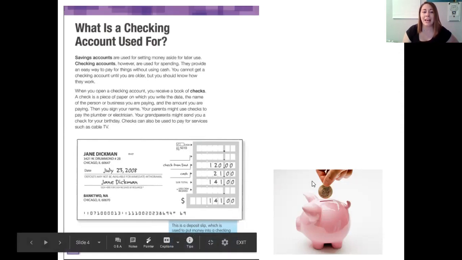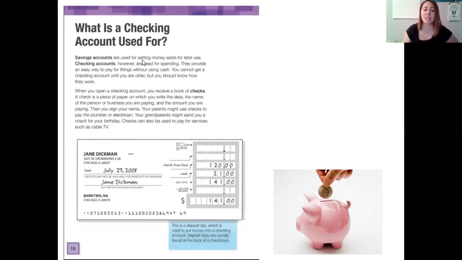Again, we had that vocab word right at the beginning. Savings accounts are used for setting money aside for later use. Checking accounts are used for spending. Anymore, we don't see a lot of people using checks, but they do still exist. I have checks that I use for just certain things, but most of the time we pay for everything in a different way, which we're going to talk about in a minute. Just know that checks do exist. Not a lot of people use them, but they do still work.